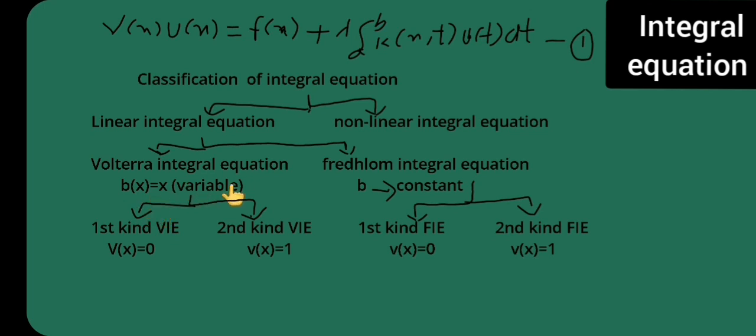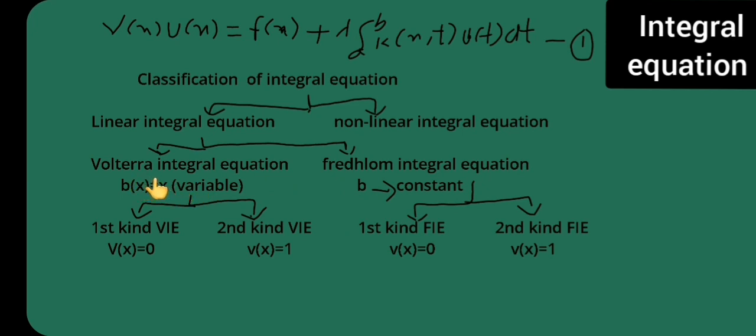Now Volterra integral equation, like my b of x, the upper limit which you can see, it will be equal to x. If it is variable, suppose if this b of x is a variable, then you can say it is a Volterra integral equation. And if there is any constant like number 1, 2, 3 or any number, then you can say it is a Fredholm integral equation.